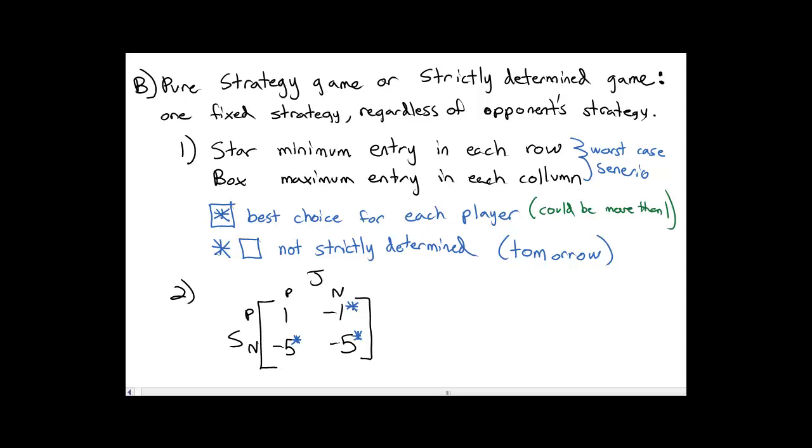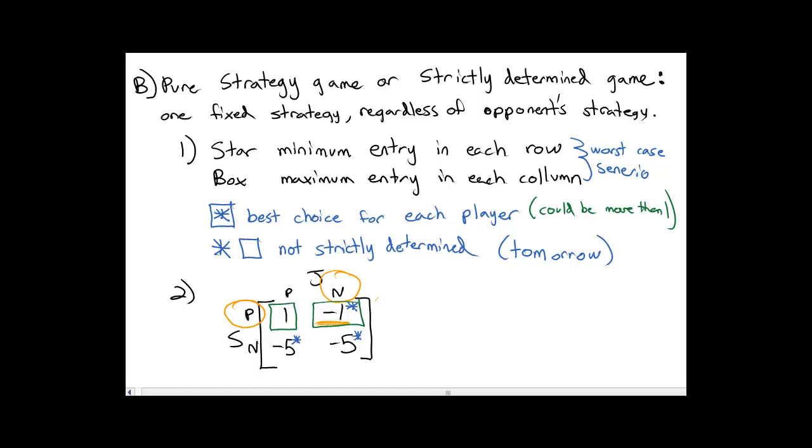Then for the column player, we're going to box the worst case scenario, which is the biggest number. In the first column, the biggest number is 1. In the second column, the biggest number is -1. Notice they overlapped at the nickel penny cell at the -1. Whoops. I didn't mean for that to disappear. The star and the box overlapped. That is the best strategy for both.